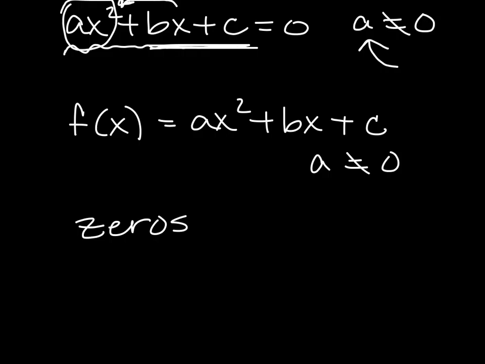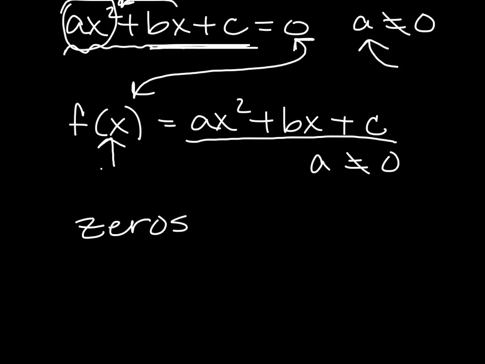Functions are in the form of f of x equals ax squared plus bx plus c. If you notice, the only difference here is this. The f of x in most equations represents your y value. So we'll see the function notation most of the time in this book. Zeros are solutions to these equations.